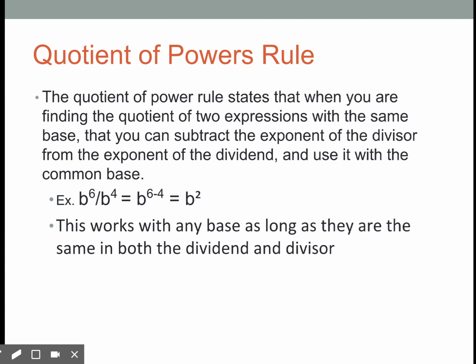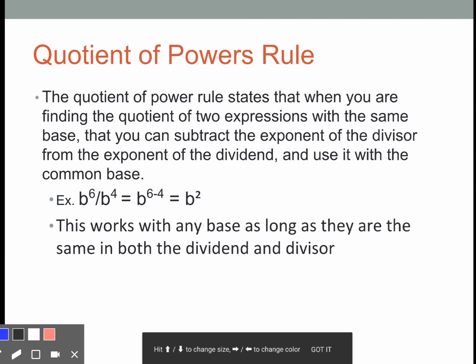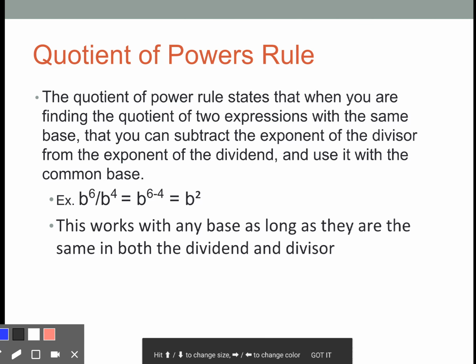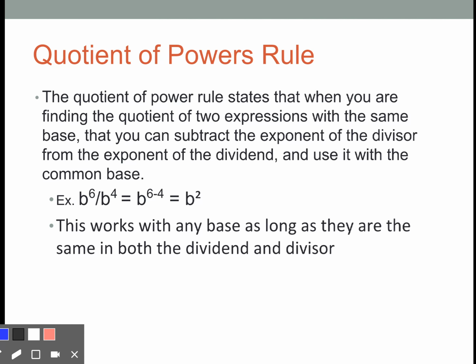The quotient of powers rule states that when you're finding the quotient of two expressions with the same base, you can subtract the exponent of the divisor from the exponent of the dividend and use it with a common base. So if you have an example of b to the 6th power divided by b to the 4th power, you're simply going to subtract your exponents this time to simplify. So you'll keep the base of b and then do the subtraction of 6 minus 4 to get 2.